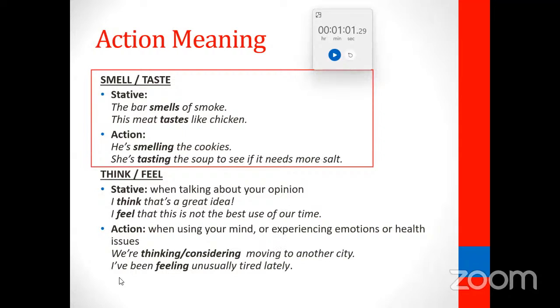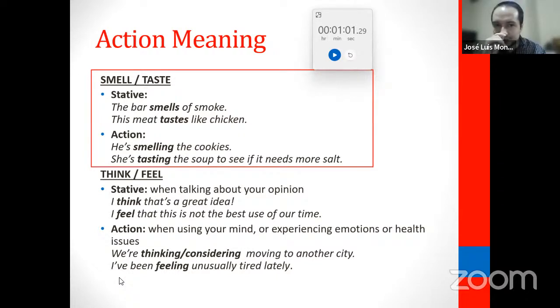Smell and taste. Stative: the bar smells of smoke. This meat tastes like chicken. Action: he's smelling the cookies. She's tasting the soup to see if it needs more salt. Okay, thank you very much, Larissa. Only one observation, very small.